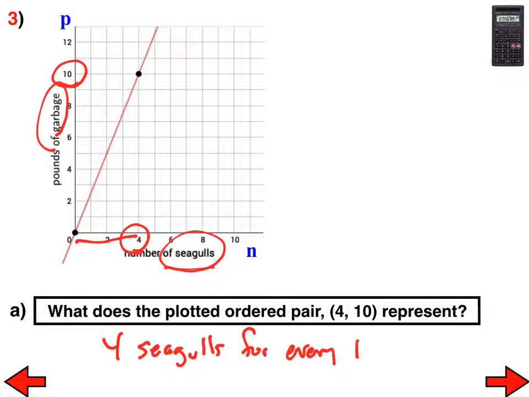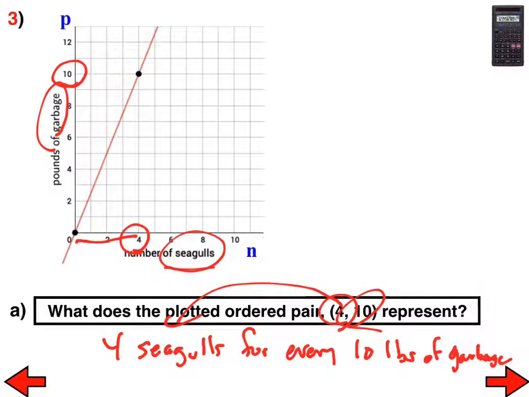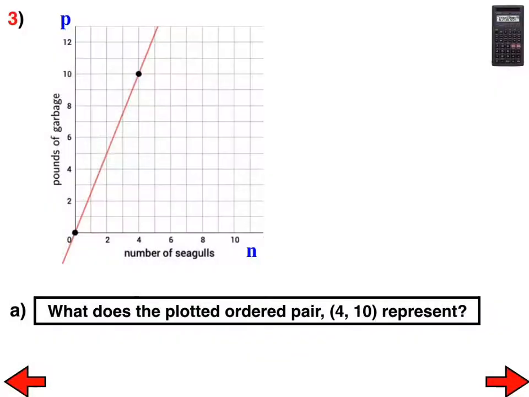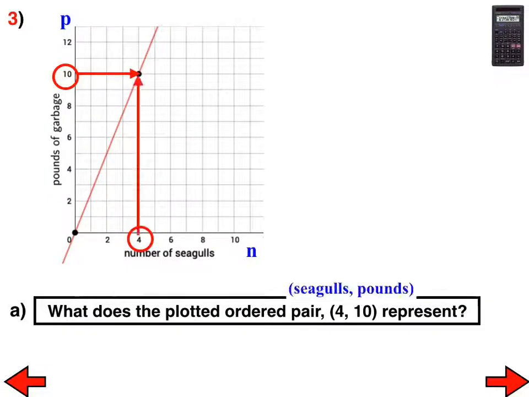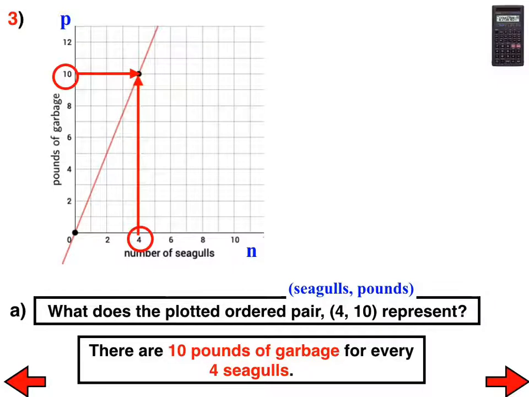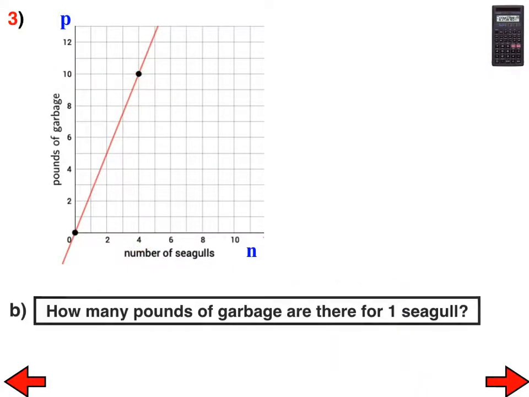So 4 seagulls for every 10 pounds, and LBS is the abbreviation for pounds of garbage. The 4, since the input axis, or the x-axis, or in this case the n-axis, is number of seagulls. So that's 4 seagulls for every 10 pounds of garbage. Everybody okay with that? Do you understand why it's not 4 pounds of garbage for every 10 seagulls? Okay, all right. So that's part A. And you could word it differently if you wanted to, but as long as it means the same thing. Okay? All right, part B.